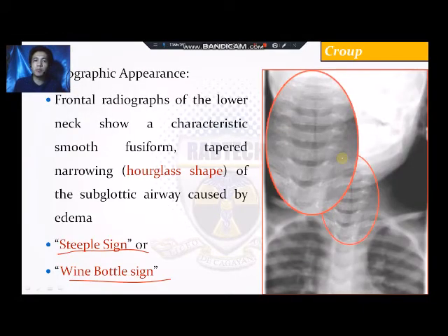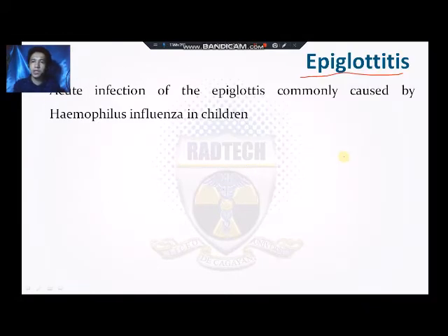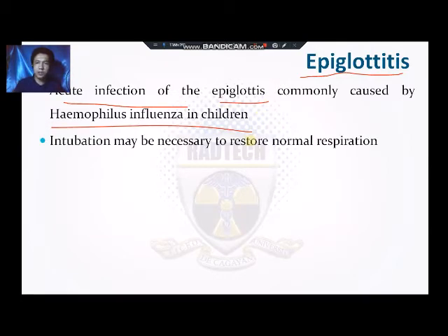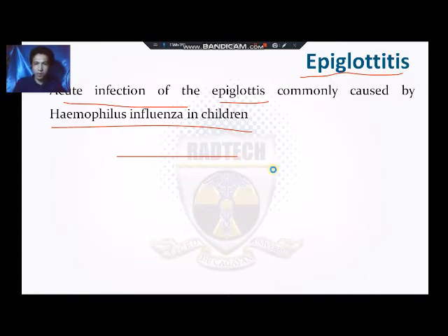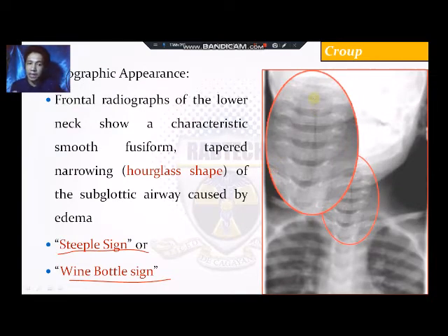So kanisya is the subglottic niya nga portion, kanisya is towards the epiglottic nga portion. Okay, so it is an acute infection of the epiglottis commonly caused by Haemophilus influenza in children. And if ever there were a problem with the epiglottis, then intubation may be necessary to restore normal respiration. Okay, just take note na siya no, gamay na lang kay agianan sa hangin. Then of course later on maglison na ginhawa ang patient ana.